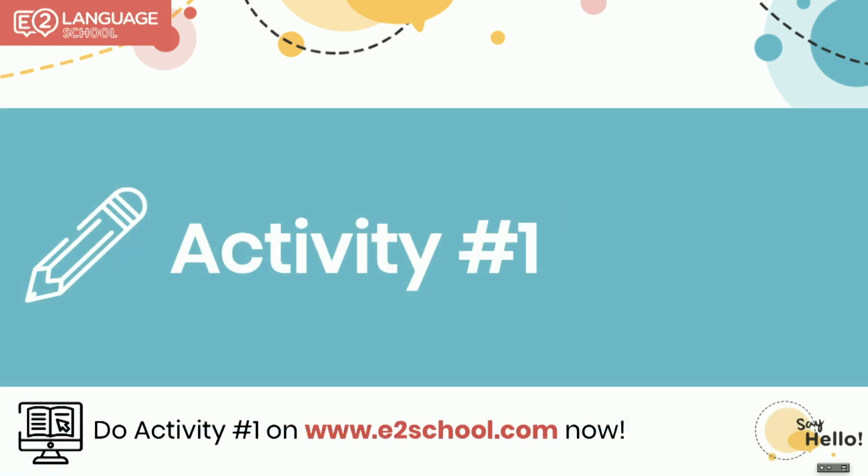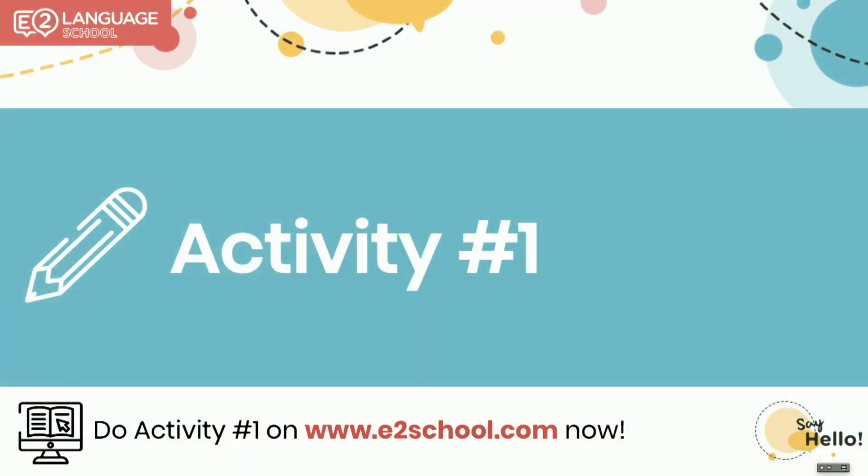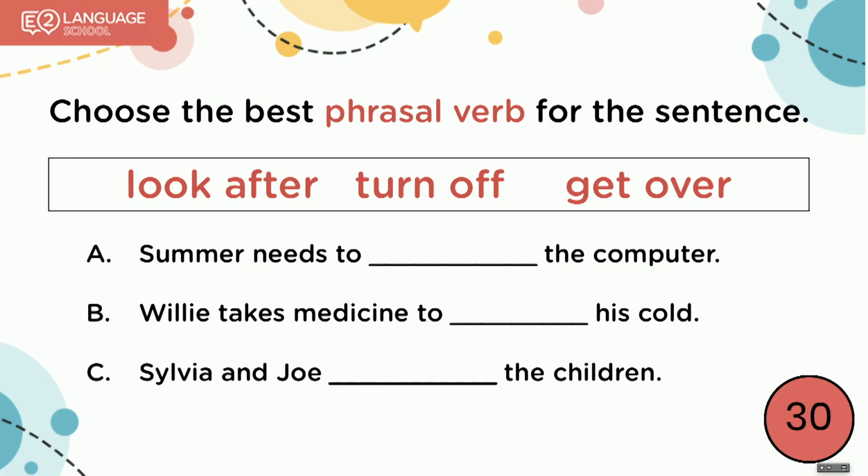Let's do activity 1. If you're on e2school.com, you can do this activity on the computer, which is totally cool. If you're on YouTube, you just have to think about it. Or you can sign up to E2 School and do it on the computer, which is totally cool. Okay, I want you to choose the best phrasal verb for these 3 sentences.